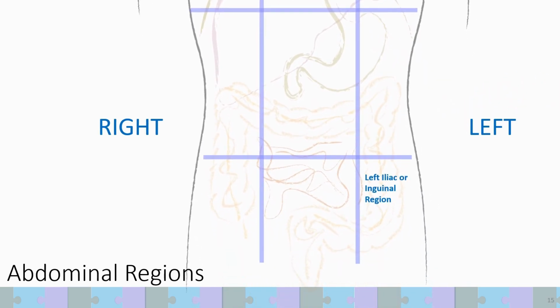And then down to our left iliac or left inguinal region, we're going to again see that large intestine and another ovary. But as we only have one appendix and that was on the right-hand side, if they had left pain in that lower region of their abdomen, we're really only looking at a couple of options over there, and it most likely is not an appendix issue.